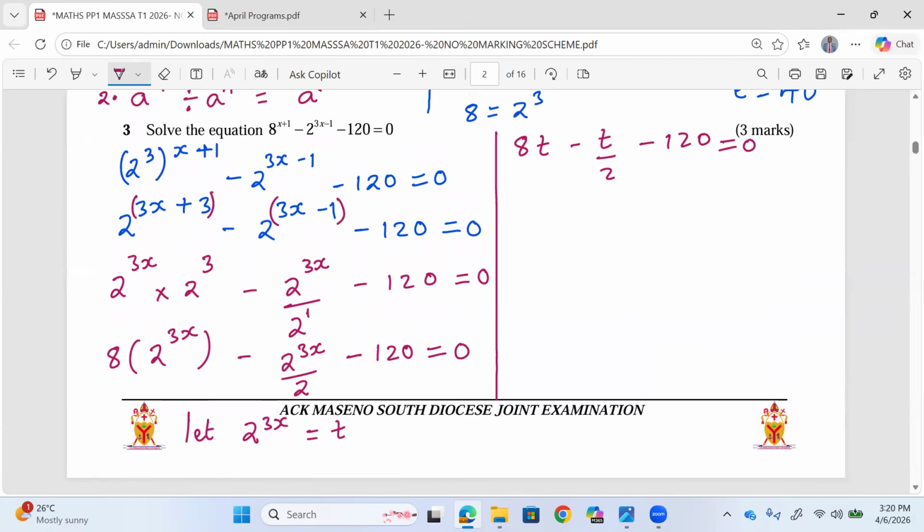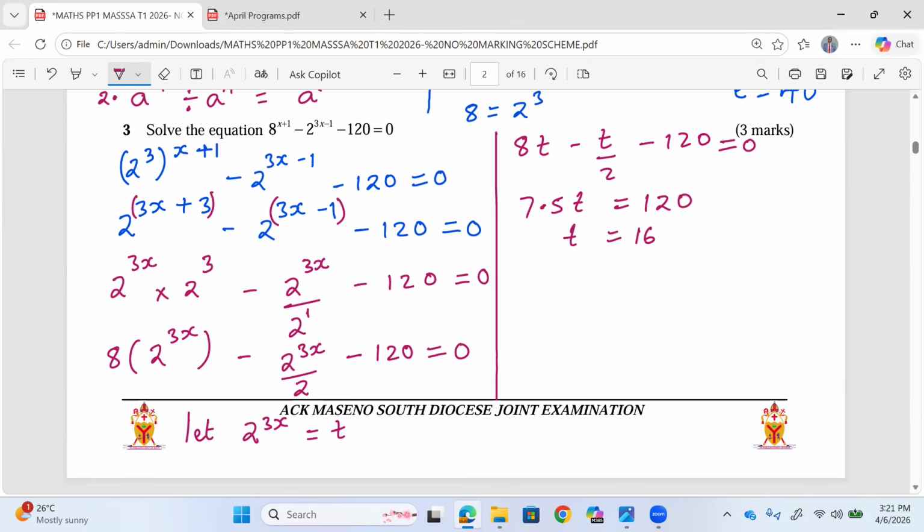Okay. Can we combine terms together? You know, t over 2 means half t. So 8 minus half, because we have to group terms together now, becomes 7 and a half, or 7.5t. Minus 120. The 120 can go to the right hand side and become positive. So t equals 120 divided by 7.5. This gives us exactly 16. So t equals 16.